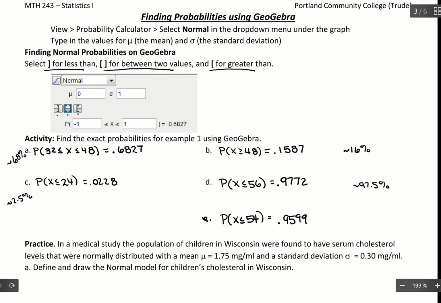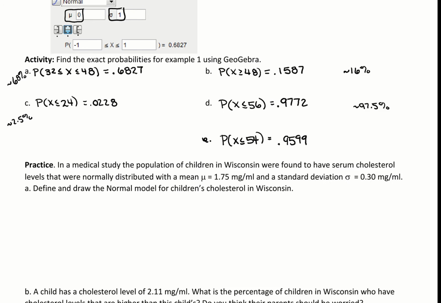So with GeoGebra, we can find all of these probabilities. The key is that getting set up, you just need to adjust the mean and standard deviation first for what kind of curve you're looking at, and then you can plug in all sorts of cutoff values for that bell-shaped curve to find areas. So let's do an example.